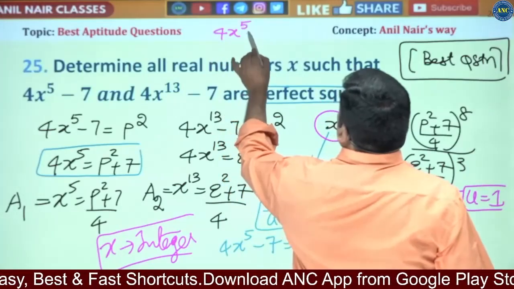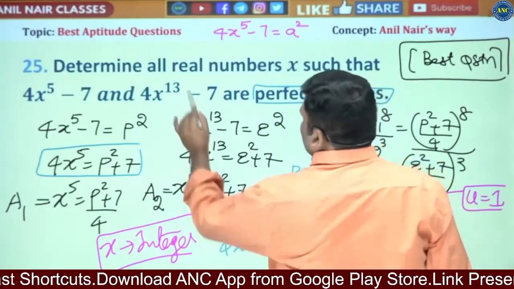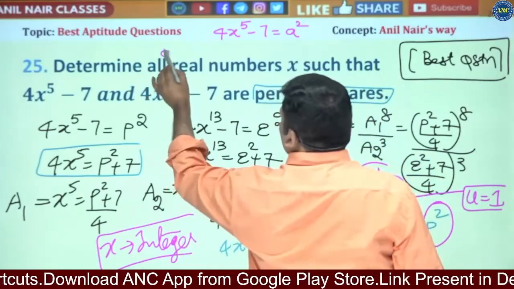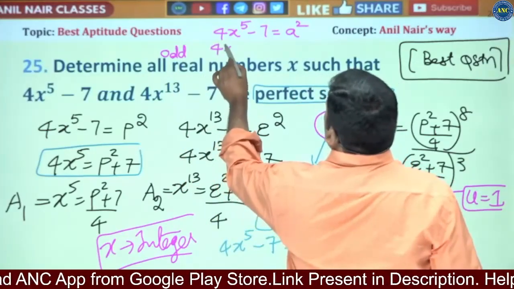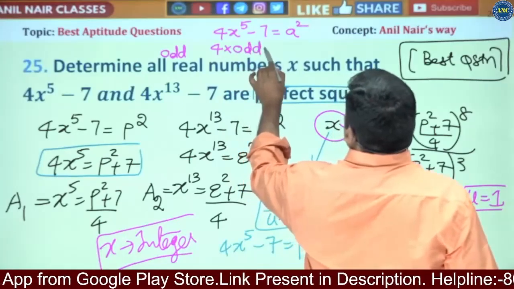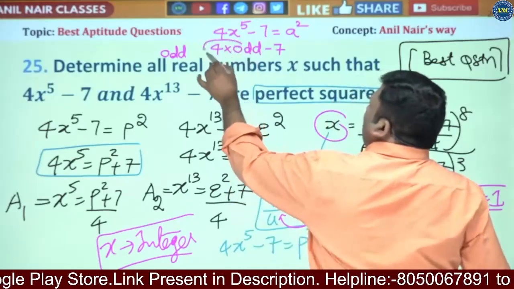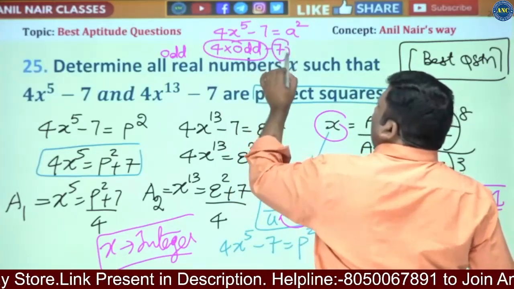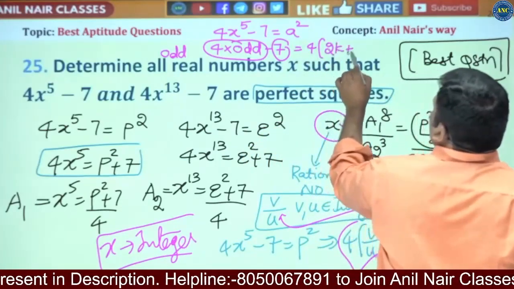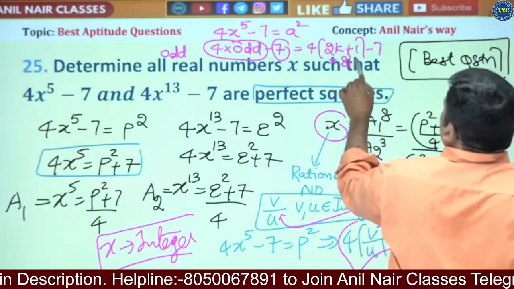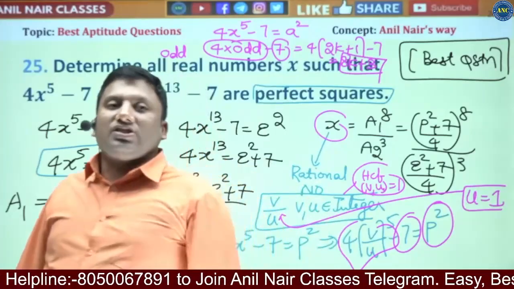4x^5 minus 7, it is a perfect square. X is an integer. Now let us keep the question: x is an odd number. If x is an odd number, x power 5 will be an odd number. 4 into odd minus 7. 4 into any number is divisible by 4. We will do it like this. An odd number is of the form 2k plus 1, minus 7. So it is 8k plus 3. Any perfect square when divided by 8 will give remainder 0, 1, 4.